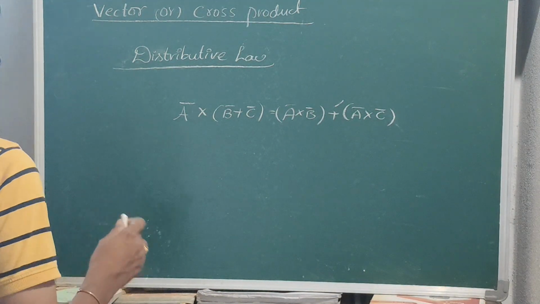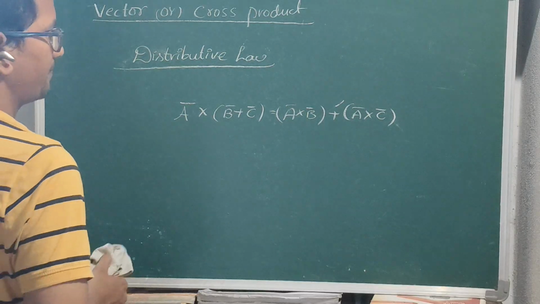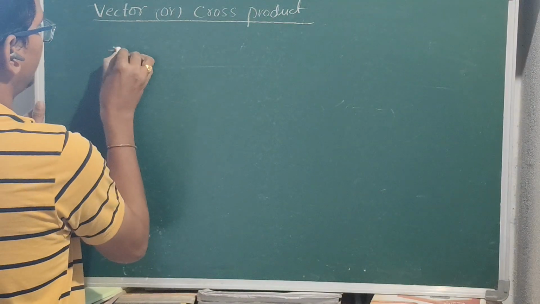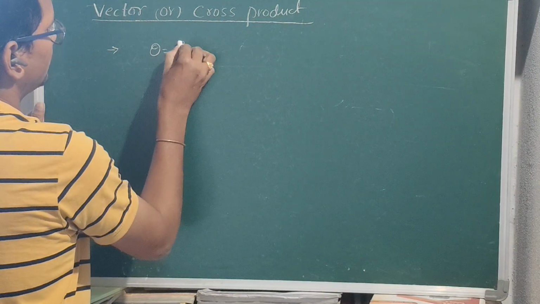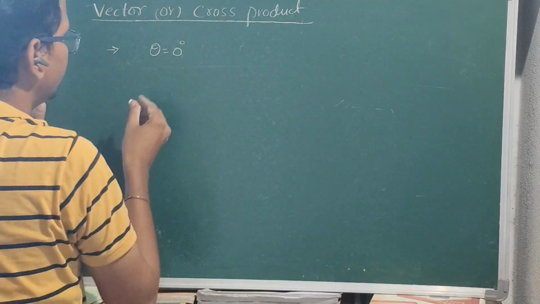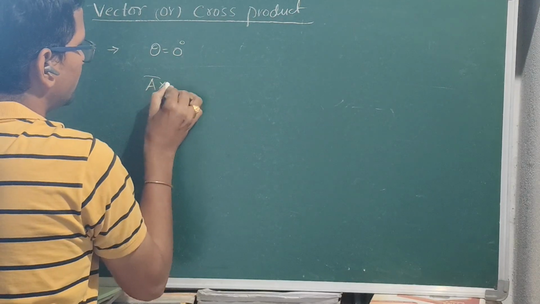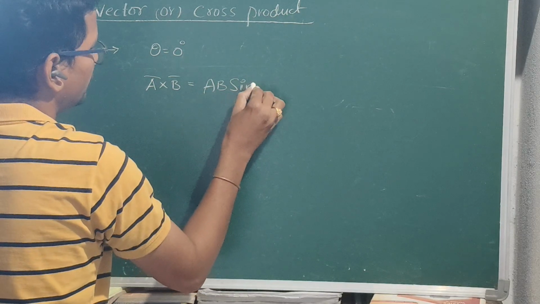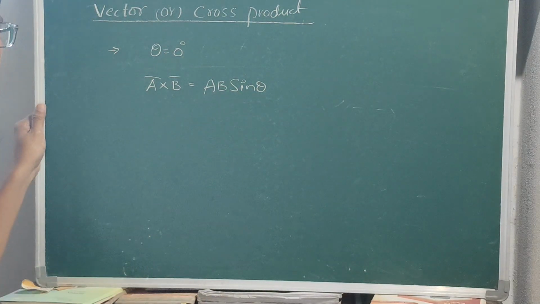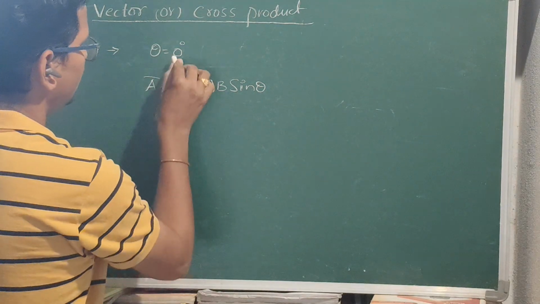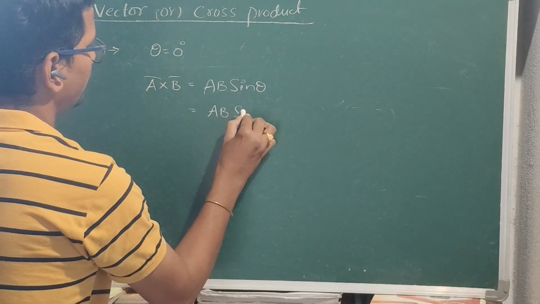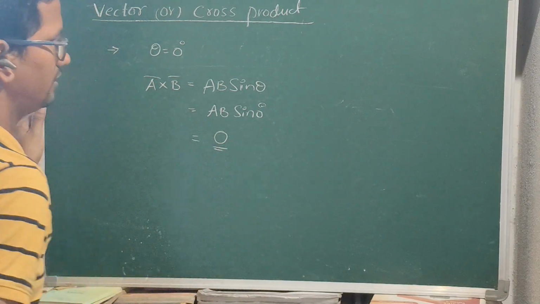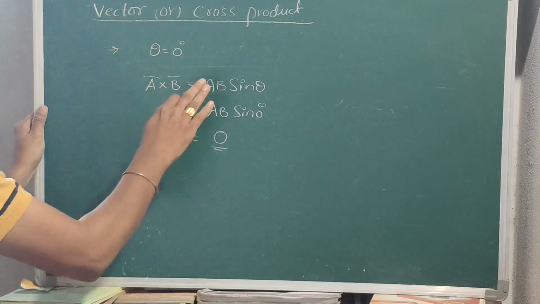Next, if you want to take the theta values in a different way, what is the next property? If theta is equal to 0 degrees, then a bar cross b bar is equal to ab sine theta. Don't show the n cap because its magnitude is 1. Theta 0, ab sine 0. What is the sine 0 value? Sine 0 value is 0. You can keep these values.